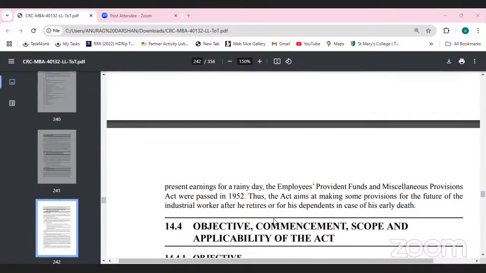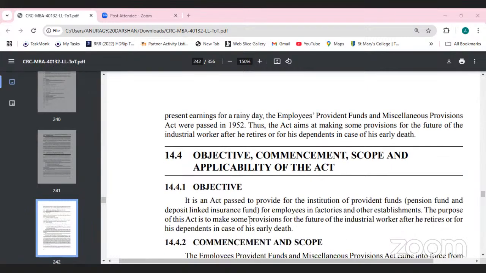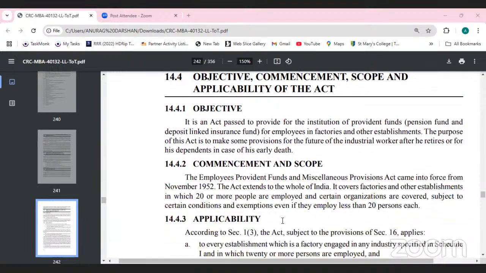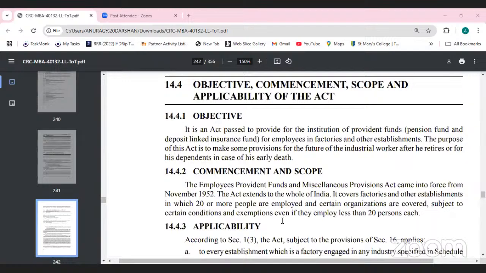Now, coming to the commencement and objective, the Act was passed to provide for the institution of provident funds. It can be a pension fund and a deposit linked insurance fund for the employees in the factories and other establishments. So the major purpose of this Act is to make some provisions for the future of the industrial worker once he retires, and for the dependents in case of early death.